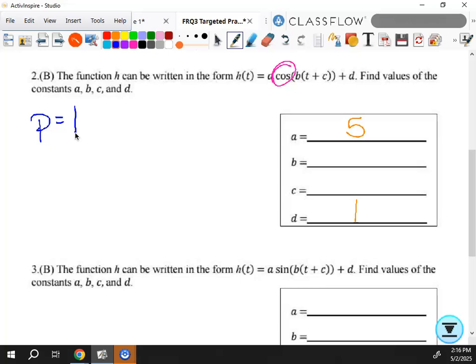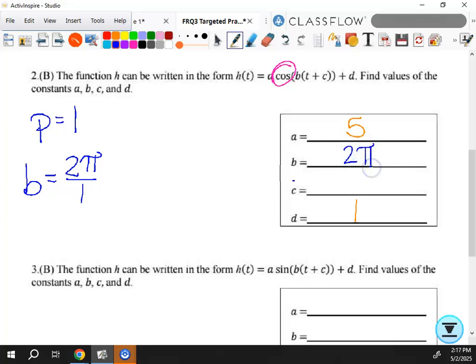So then B has to do with my period. B is 2 pi divided by the period. Don't let something simple confuse you and then you start doing weird things, right? 2 pi divided by 1 is 2 pi. Sometimes when it's that easy, weird things happen. So this is 2 pi.